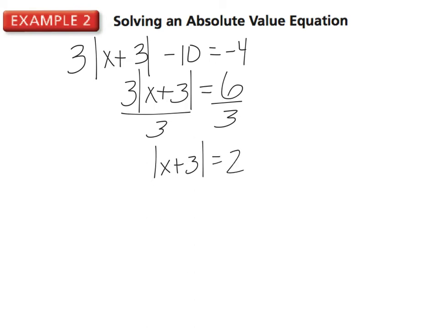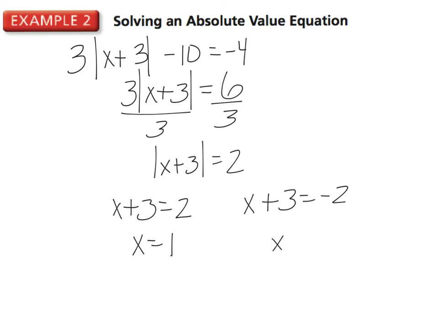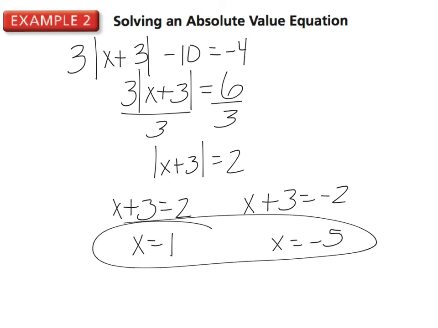From there, I can write my two related linear equations, which are x plus 3 equals positive 2 and x plus 3 equals negative 2. If I solve those, I get x equals negative 1 by subtracting 3 on both sides. And if I subtract 3 on both sides, I get x equals negative 5. So my two answers are 1 and negative 5.